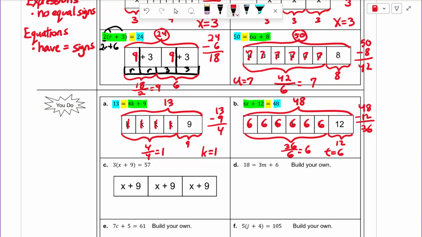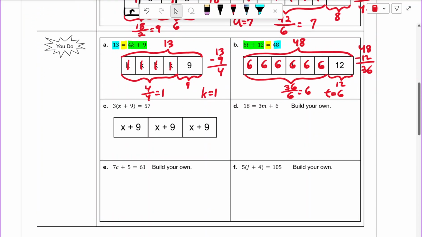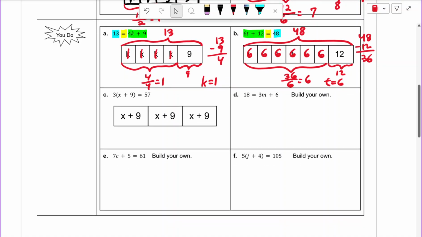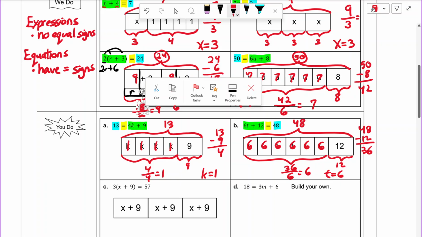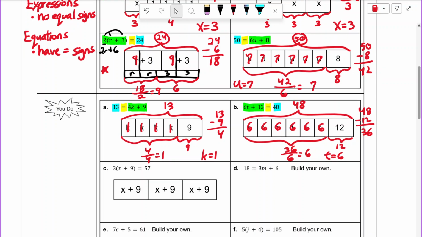All right, now we have a distributive property one, and we have an example up on top of how we did that one. We split the boxes up and made a new piece of tape. So use this one right here as your example. Pause the video now.